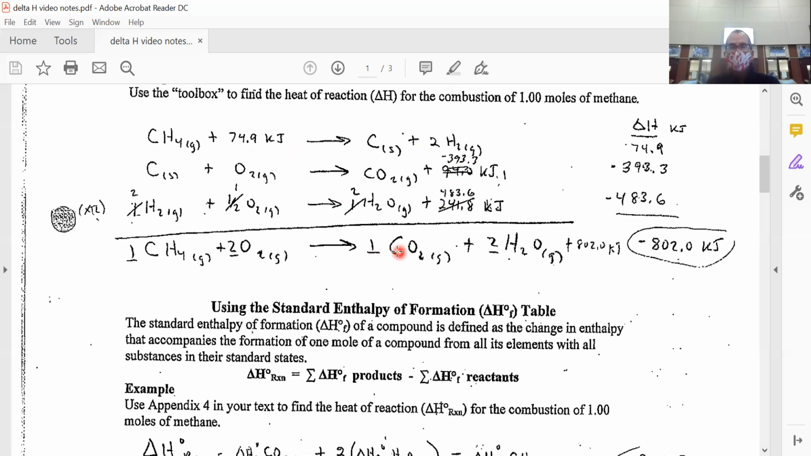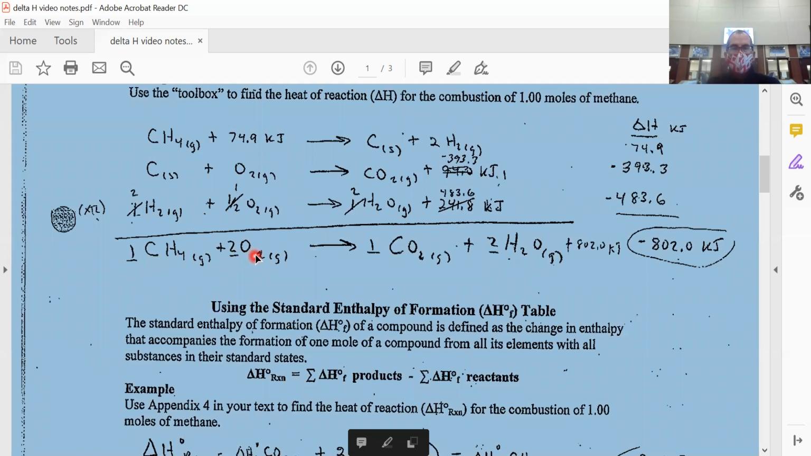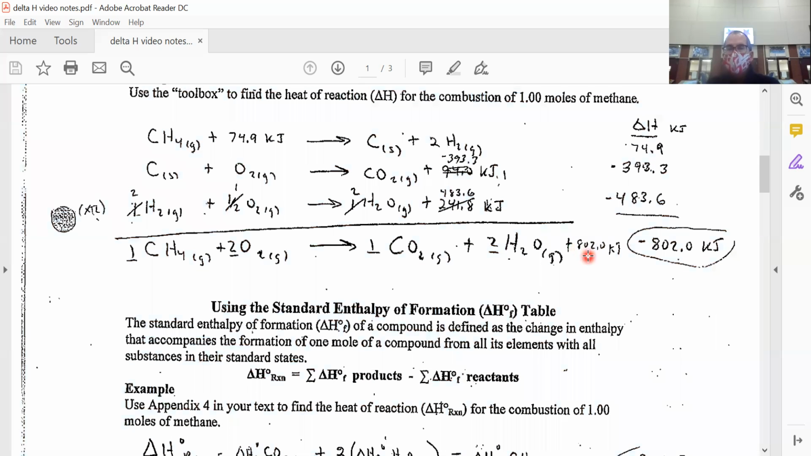And I could write either one mole, I could either write plus 802 kilojoules over here, or I can add these up and say delta H equals negative 802 kilojoules. So when I say delta H, it's not telling me positive or negative. If I say negative, energy is automatically released. If I say positive, then energy is being absorbed.